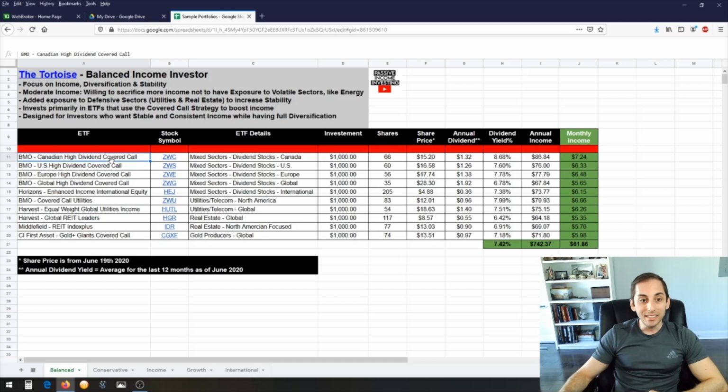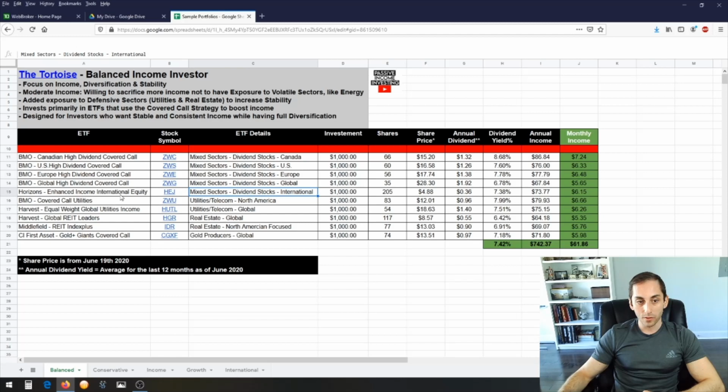So looking at the ETFs, the first 5 are really my favorite regional ETFs that have mixed sectors in them. So the first 4 are from BMO, the classic ones, the ZWC, the ZWS, ZWE, and ZWG. So the ZWC covers Canada, the ZWS is the US, the ZWE covers Europe, and the ZWG is kind of a mix, covers the whole globe. It is a bit heavier on the US side because that's just where the better dividend companies are. And HEJ is actually non-North America, so it focuses on international stocks, a really, really good one from Horizons.